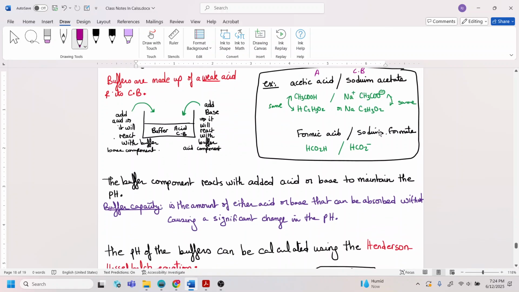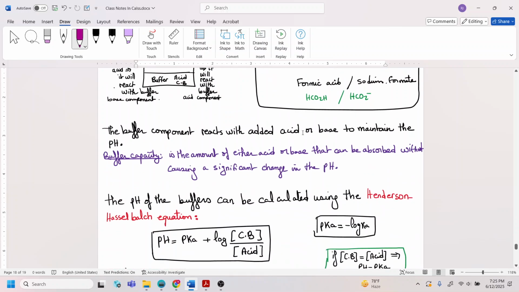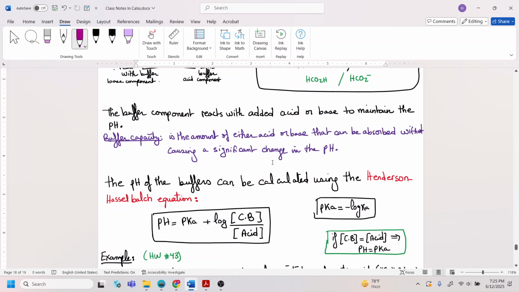Another couple for a buffer is formic acid and sodium formate. So it's the acid and its conjugate base. Whenever you see something like that, this means that we are working with a buffer. A buffer has its own equation, and that is represented by the Henderson-Hasselbalch equation. It's simply a relationship between the pH of the solution, the pKa, the concentration of the base, and the concentration of the acid.